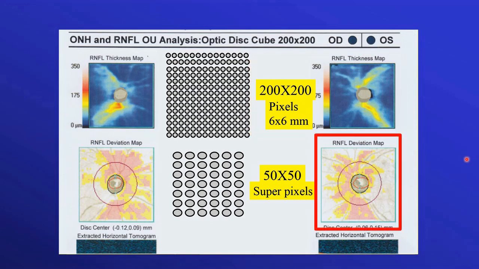Here we have the deviation map of the retinal nerve fiber layer. It's 50 by 50 superpixels, so 4 are joined together to form 1 superpixel. Area in gray means it is within normal. Area in yellow occurs in 5% of the normal. In red, occurs in 1% of the normal.